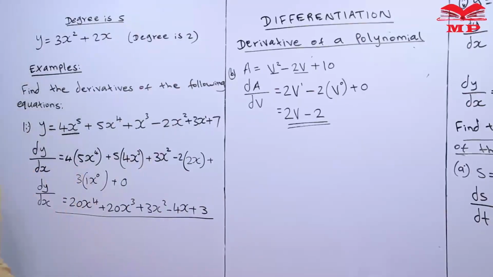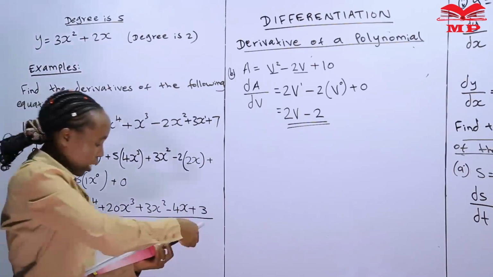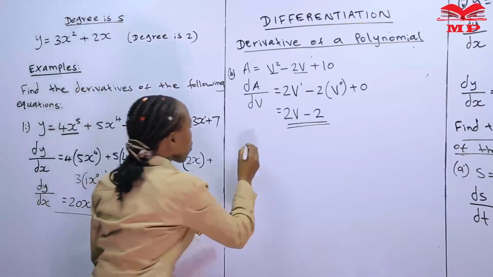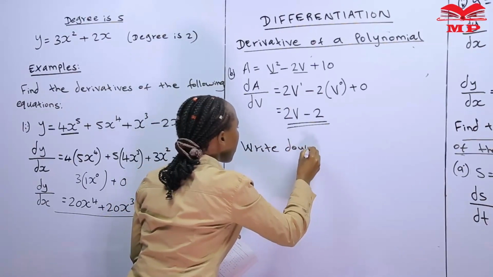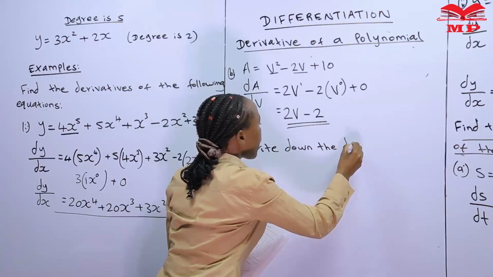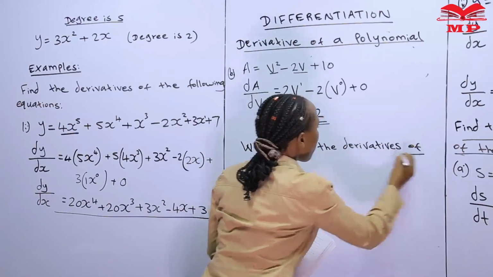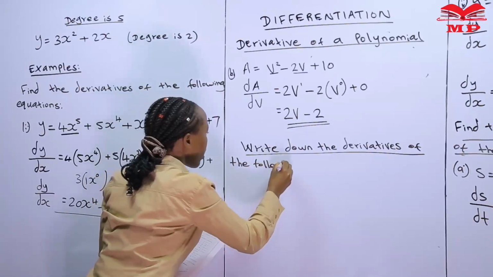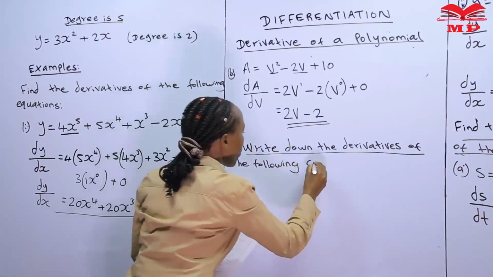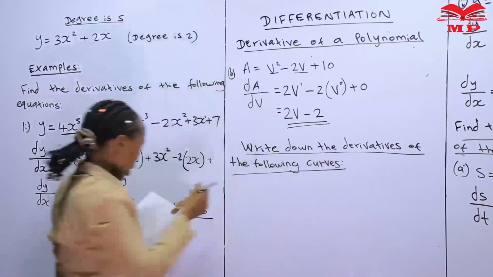Again, we can move on to more examples. Write down the gradient function of the following curves. Write down the derivatives of the following curves. We are going to do 2 questions, then we do other 2.